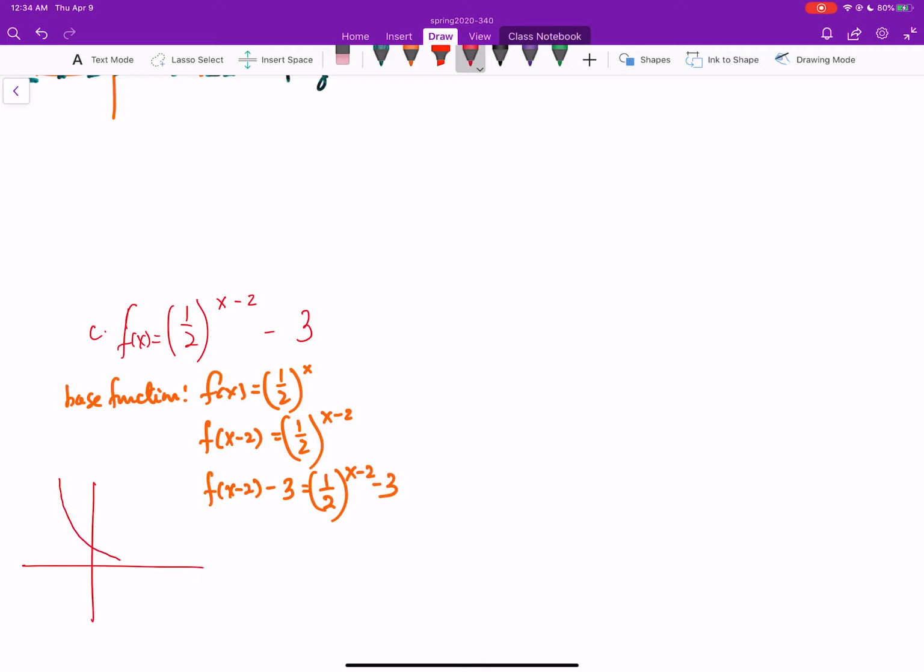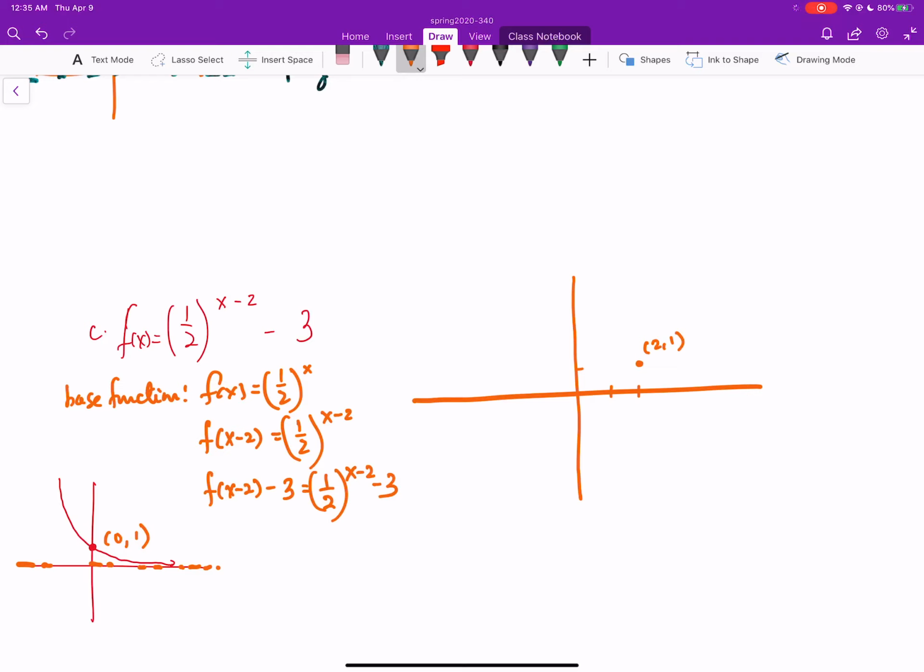So I know the base graph of this function here. It's decreasing from left to right, passing through 0, 1 with a horizontal asymptote right there. Okay, so let's plot this. If we plot this, let's see if we can do all in one. This is telling me that I'm going to shift to the right by 2. So I'm going to go from 0, 1, and I'm going to shift to the right by 2. So I'm going to end up at 2, 1.